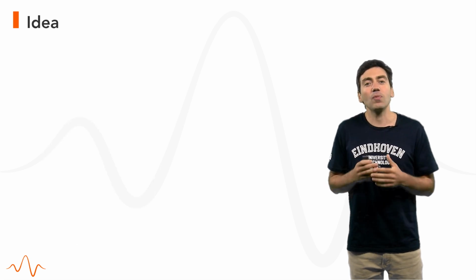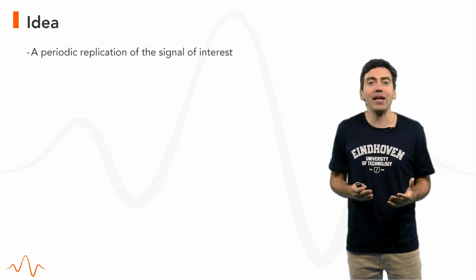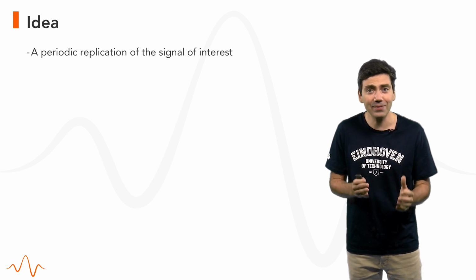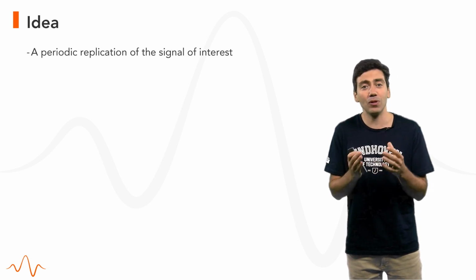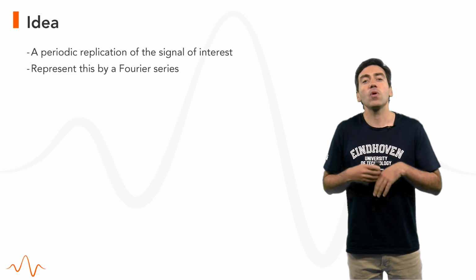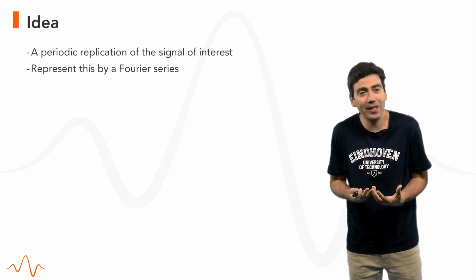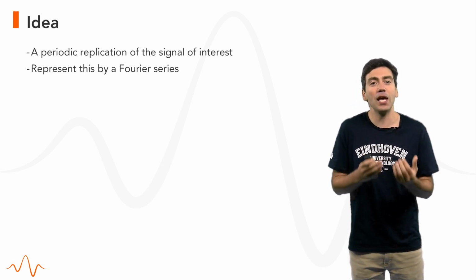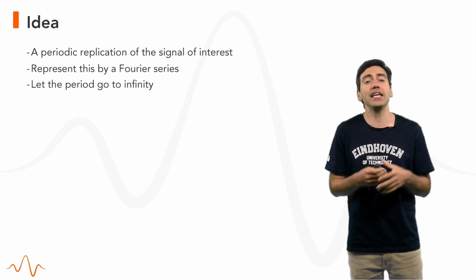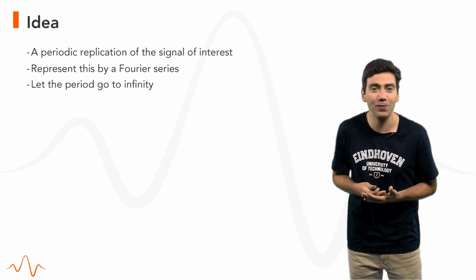The idea here will be to consider a periodic replication of the signal of interest denoted by x, and the periodic replication will be denoted by x tilde. We'll represent this periodic replication x tilde by a Fourier series, and we'll let the period go to infinity and see what happens to the Fourier series coefficients.